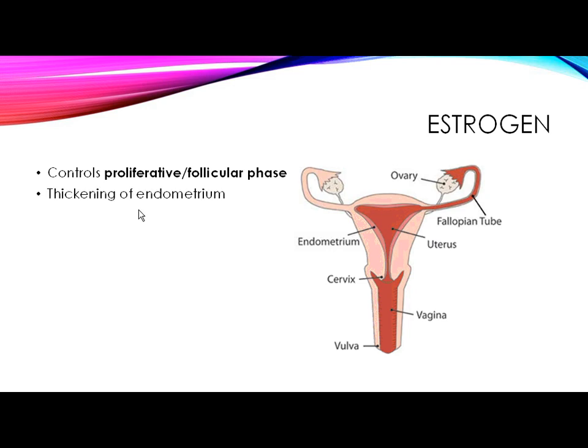So that proliferative phase is where the endometrium, the inner lining of the uterus, starts to develop. It starts to thicken, starts to develop some blood supply. Again, it's getting ready and building itself up for the potential implantation of a fertilized egg. And that occurs for days 5 to 13. We'll see in the cycle, that's exactly the same as the follicular phase.